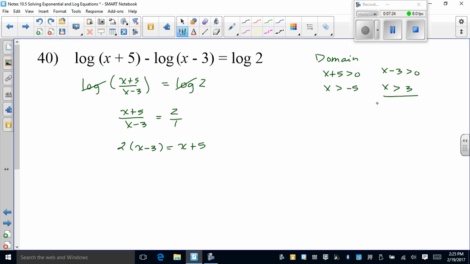Okay, distribute the 2. So back to the problem. Distribute the 2: 2x minus 6 equals x plus 5. Subtract x, subtract x. Add 6, add 6. So I get x, these cancel out, these cancel out, equals 11. Definitely larger than 3, so it's a good value for me.